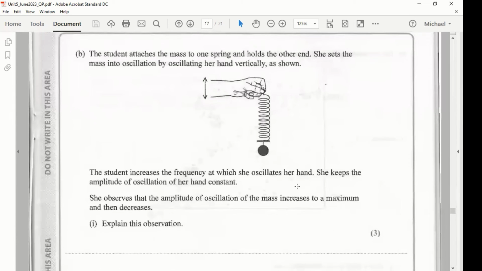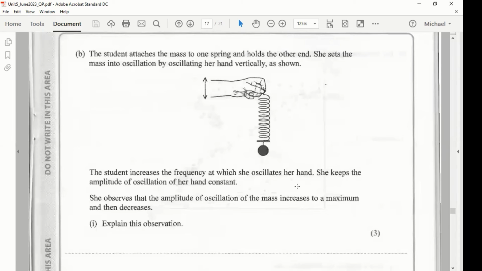B. The student attaches the mass to one spring and holds the other end. She sets the mass into oscillation by oscillating her hand vertically as shown. The student increases the frequency at which she oscillates her hand. She keeps the amplitude of oscillation of her hand constant. She observes that the amplitude of oscillation of the mass increases to a maximum and then decreases.